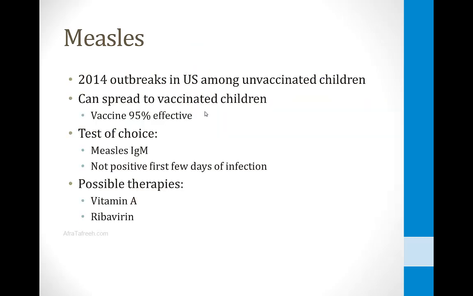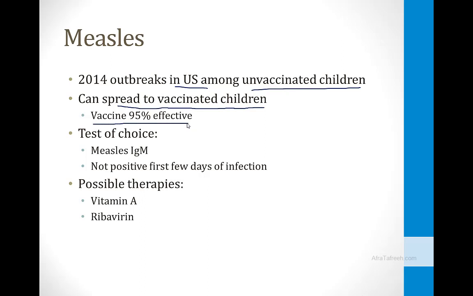Some of you may be aware that in 2014 there were outbreaks of measles in the United States among unvaccinated children. These were children whose parents had declined vaccination for a variety of reasons. One item of concern during these outbreaks was that the measles can spread to vaccinated children. Even though they've been vaccinated, the vaccine is only 95% effective. This means 5% of children are not protected despite vaccination.